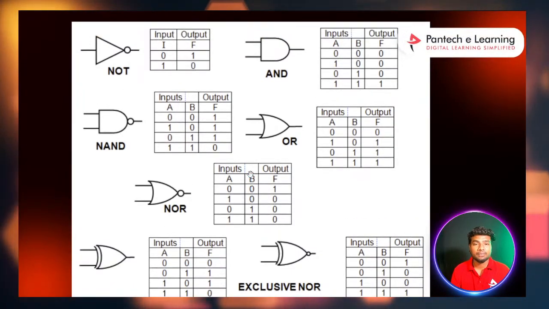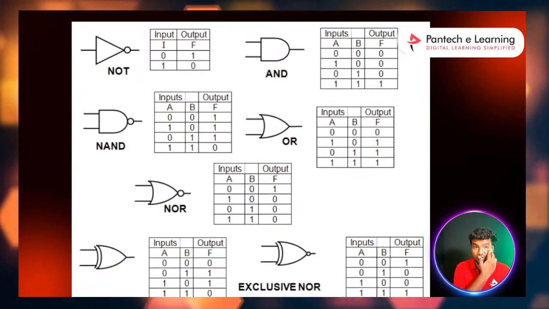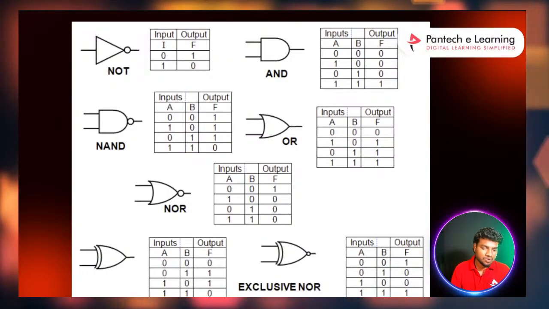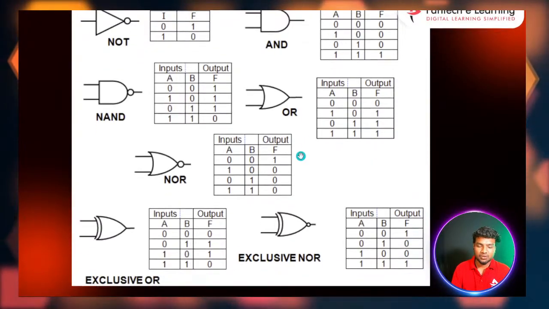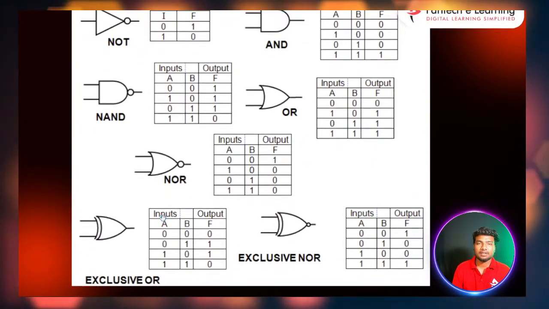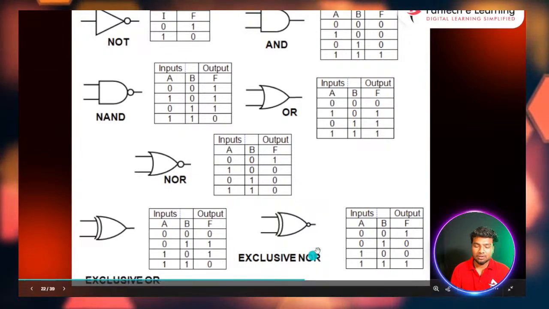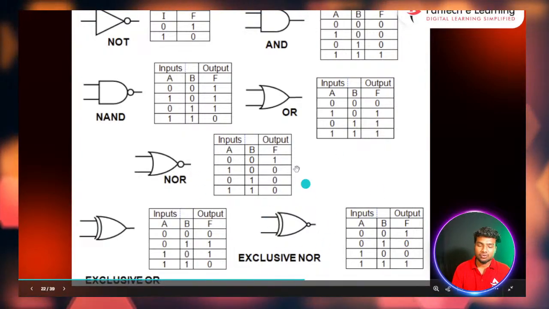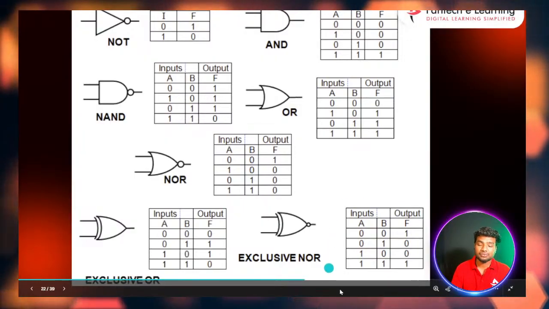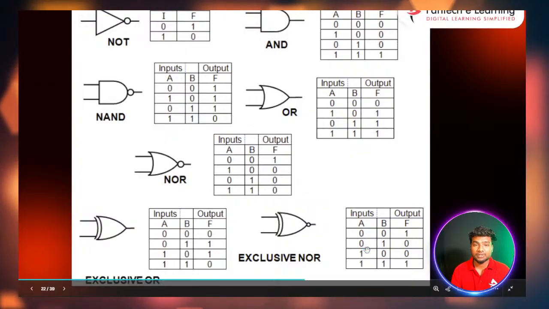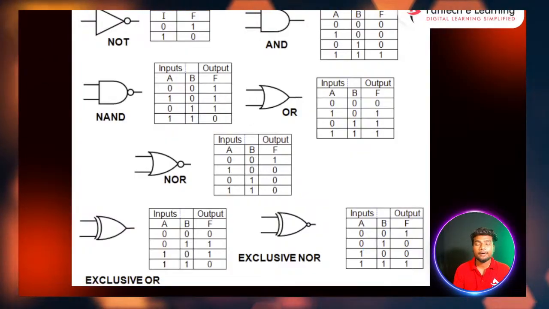If both inputs are high, you will get the output as 1. So I think it's clear for you. Now the XOR operation: XOR is nothing but, if both inputs are different, you will get the output as 1. XNOR is an exclusive NOR, which means it is the complement of the XOR gate. So if both inputs are the same, you will get the output as 1.